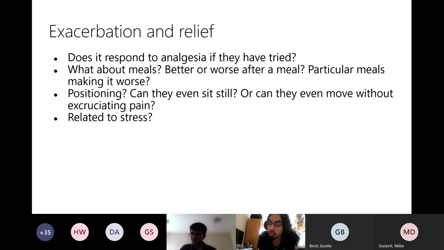Exacerbation and relief is actually also quite useful to inquire about, less so sometimes in the acute setting, but quite useful in, let's say, outpatient or GP settings. If it's responding to analgesia, that's likely to be a more inflammatory cause. It might not respond much, but some response will indicate it's inflammatory. If it's better after a meal, what diagnosis does that suggest? Someone's coming with epigastric pain and it's better after they eat.